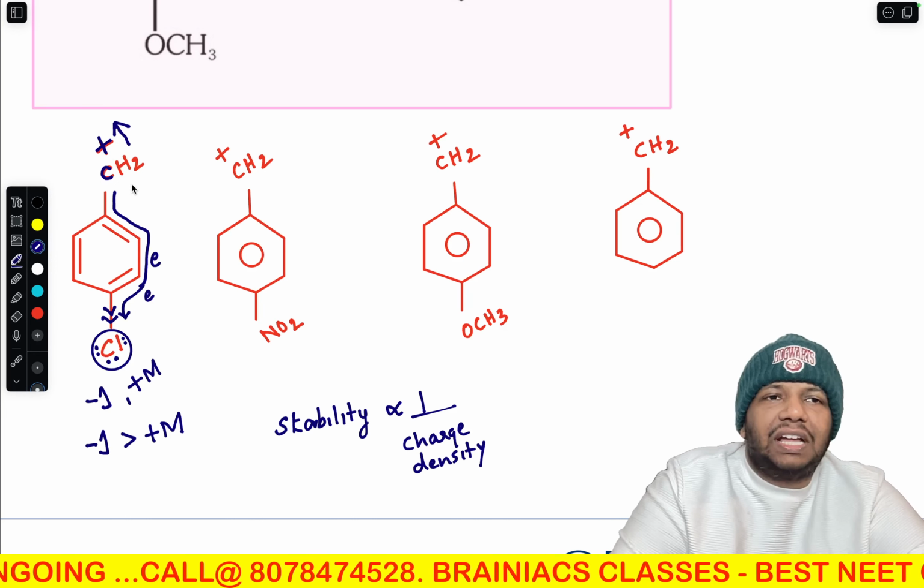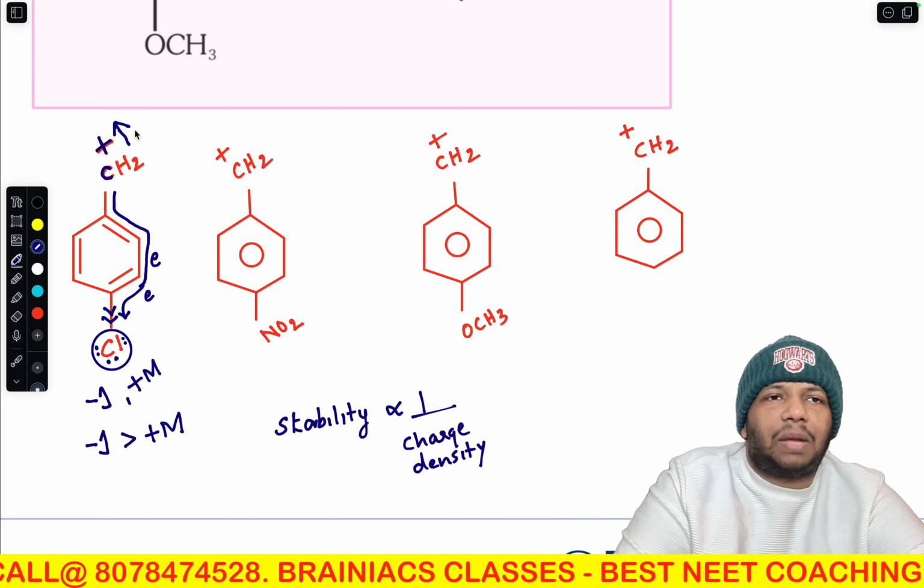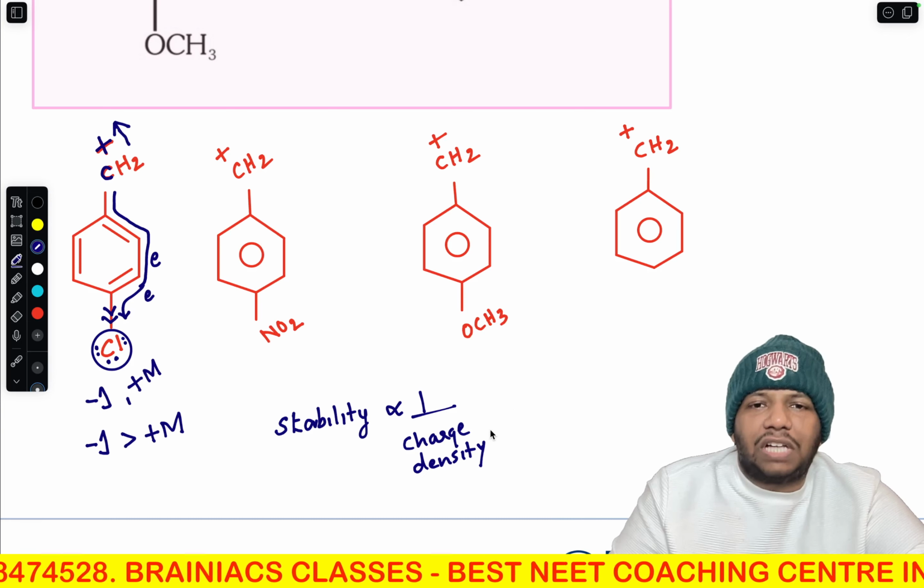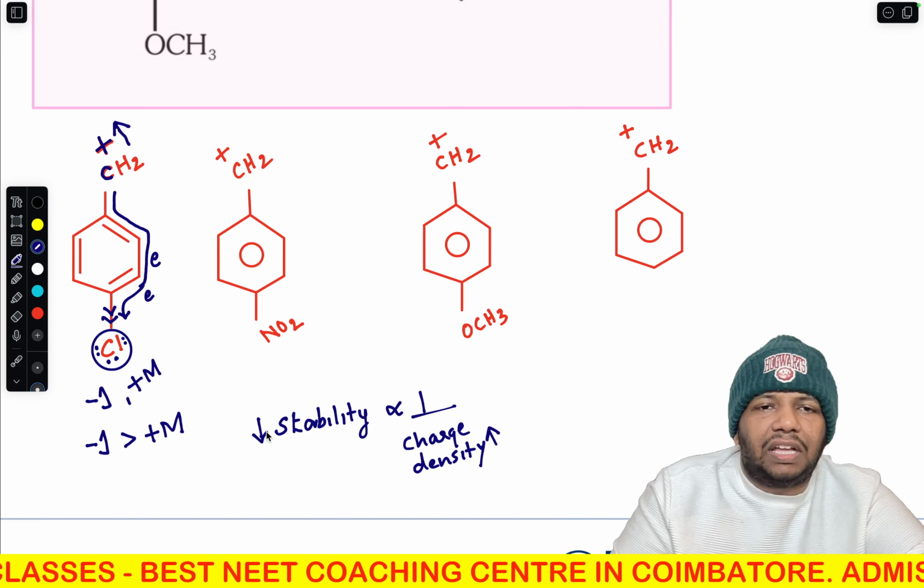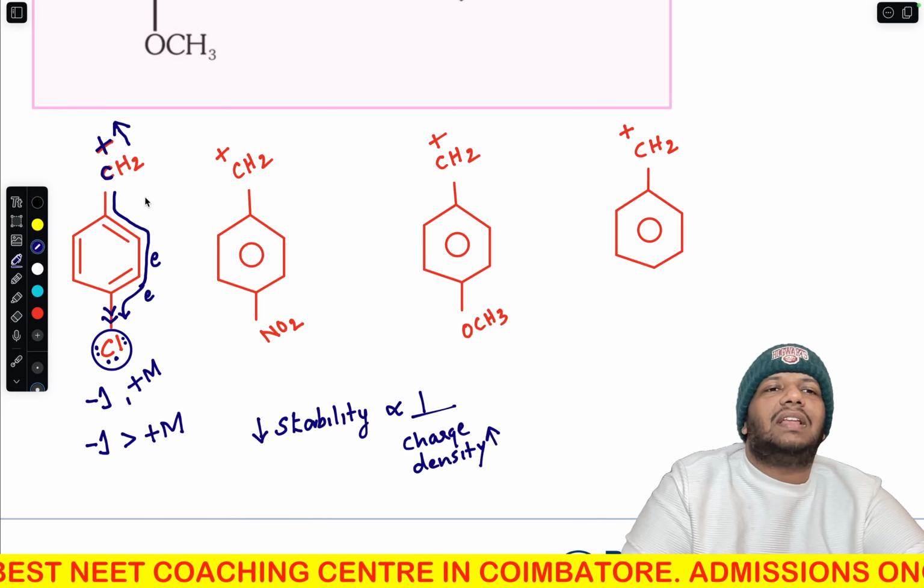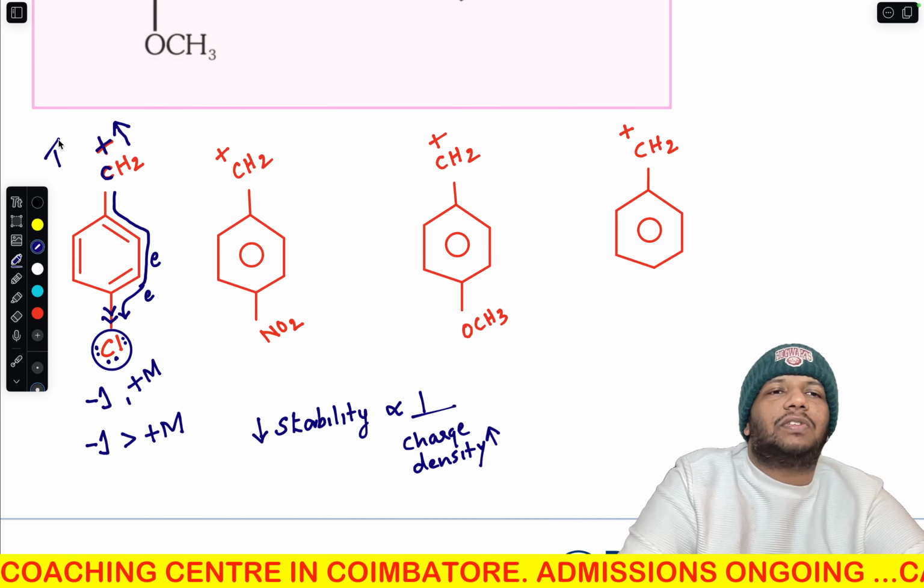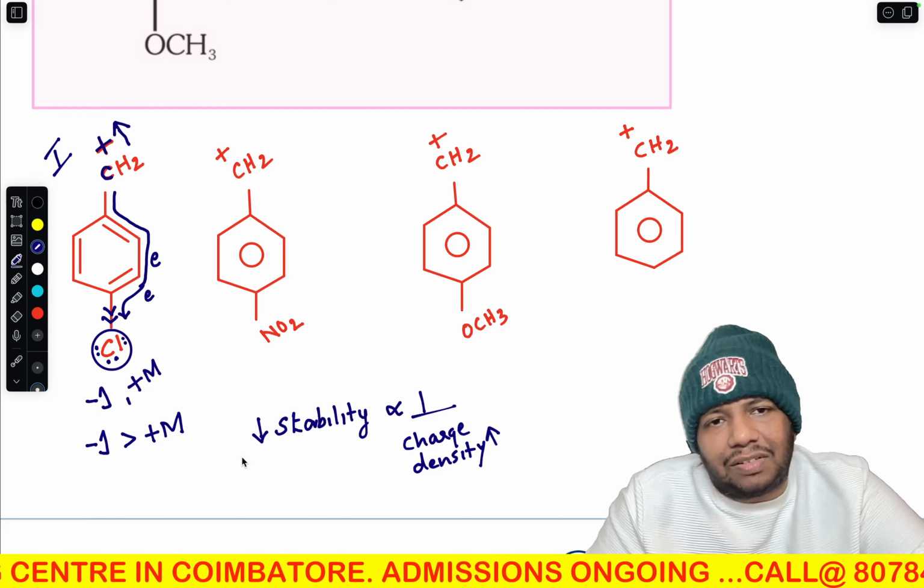So the charge increases here. Charge density increases means stability decreases. So I can say the first structure we are seeing here is less stable.